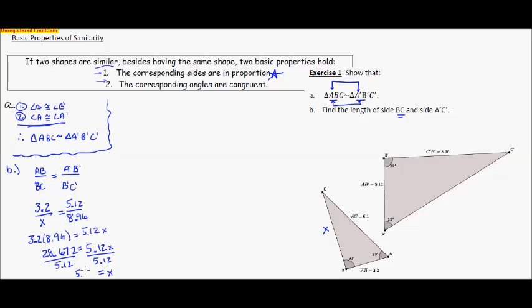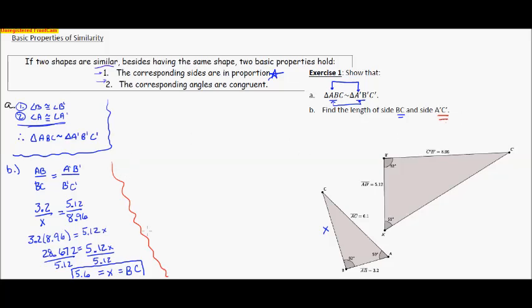Okay, so that is 5.6. Okay, so what was I looking for? X is side BC, and that is BC. So there's one thing they wanted me to find right there. I'll put it in a little box for you. Okay, and the other one they wanted me to find is side A prime, C prime. I'll do that one in red.